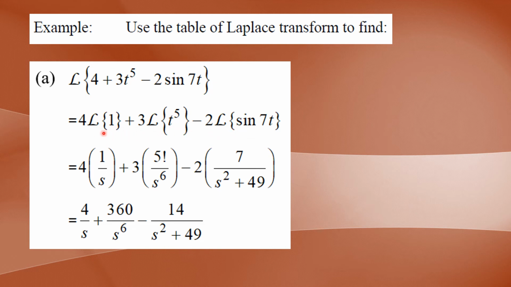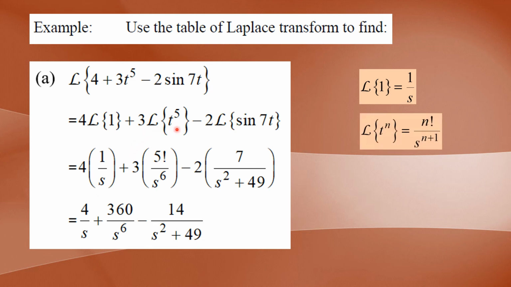So what is the transform of 1? Okay, we know from the table, the Laplace transform of 1 is equal to 1 over s. So it means 4 multiplied by 1 over s. And what is the Laplace transform of t to the power of 5? We use this formula. Transform of t to the power of n is n factorial divided by s to the power of n plus 1. Replace n by 5 as given in the question. So it will be 5 factorial divided by s to the power of 5 plus 1. So 5 factorial divided by s to the power of 6.